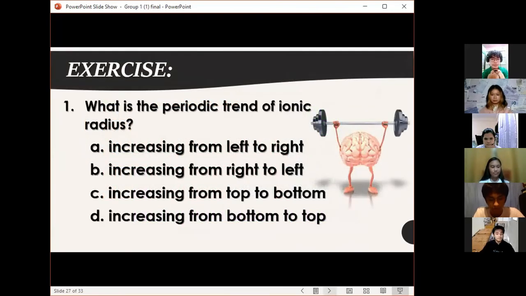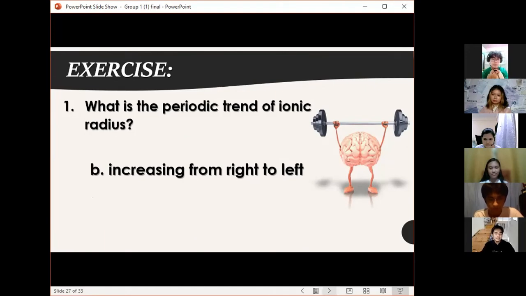And for our last exercise, what is the periodic trend of ionic radius? A. Increasing from left to right. B. Increasing from right to left. C. Increasing from top to bottom. Or D. Increasing from bottom to top. So the answer is increasing from right to left, because, as discussed earlier, the ionic radius of an atom increases as we move from right to left of the periodic table.